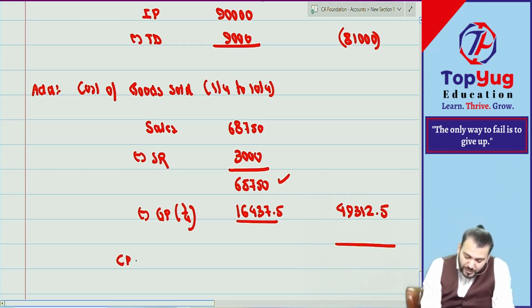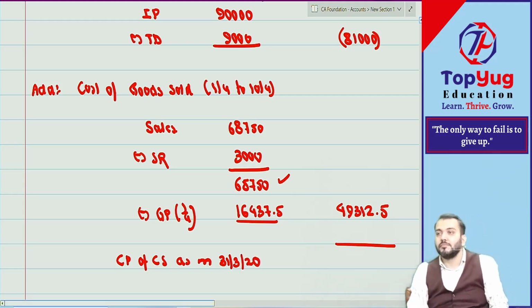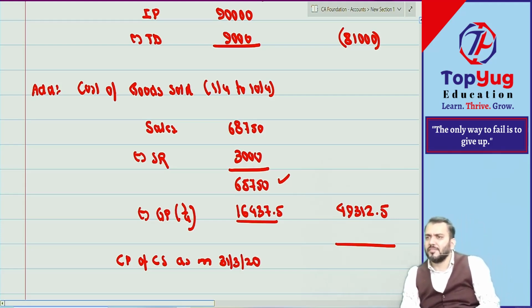So can you say this becomes the cost price of closing stock as on 31st March 2020? Yes or no? Have you understood? Tell me, how much?